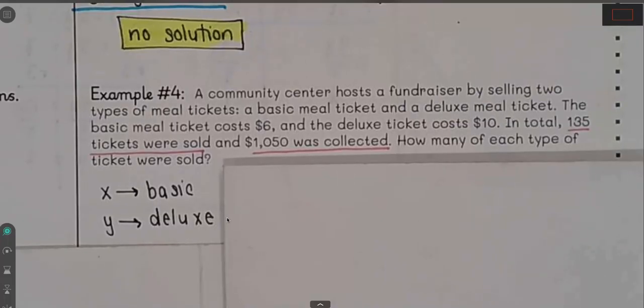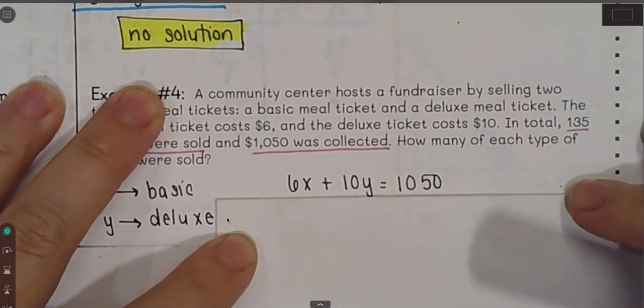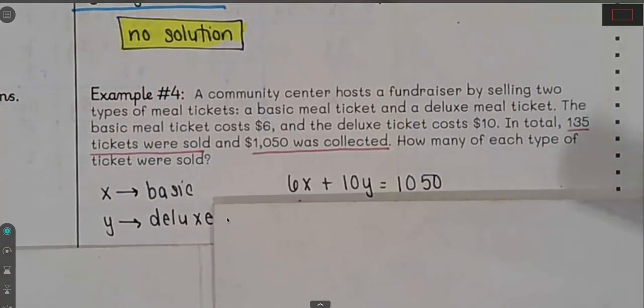Yes? Y plus X? Well, but do we need to multiply Y by anything? Yeah, by the cost of the tickets that were sold. Okay, so go ahead. 6X plus 10Y equals 1,050. Boom. Absolutely right. We have 6x plus 10y equals 1,050.